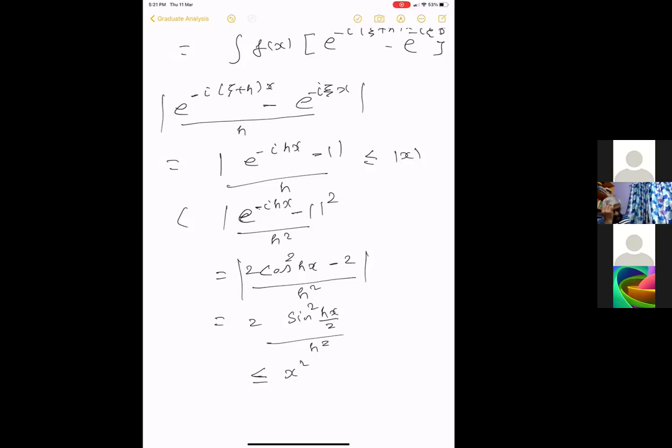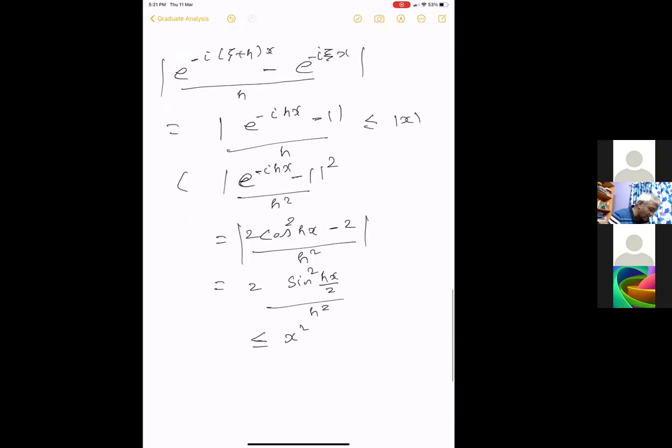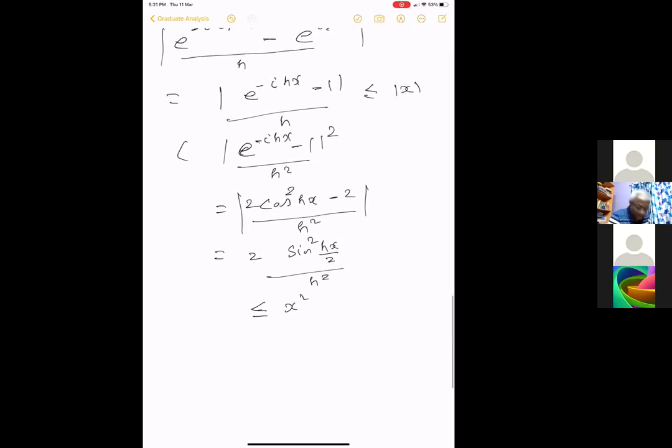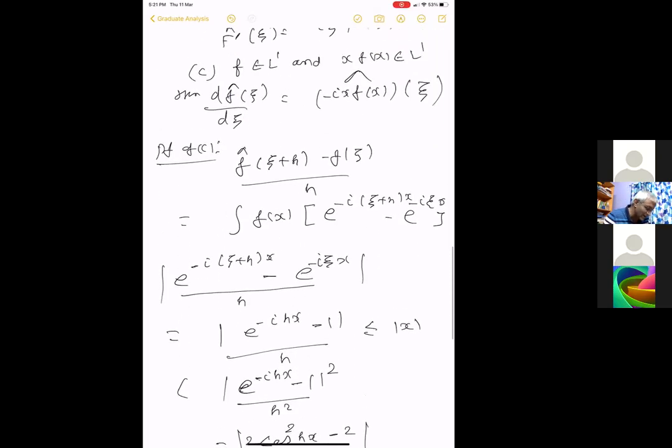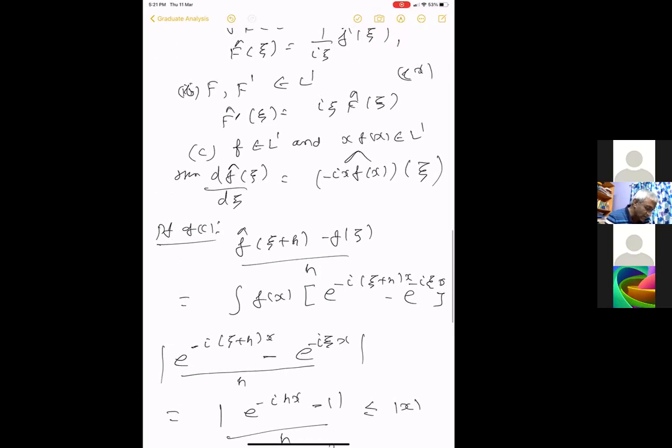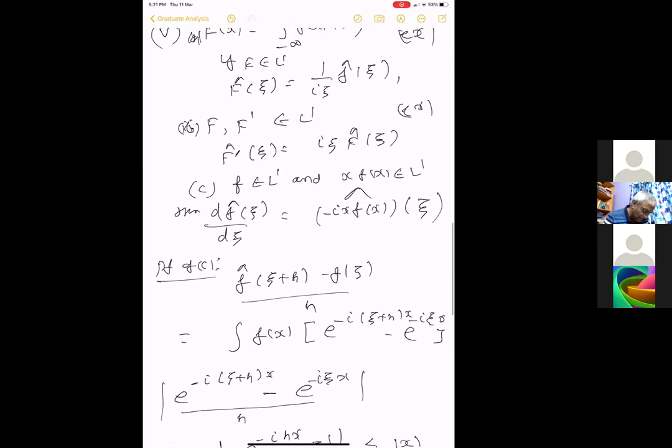I seem to miss a factor of 2 somewhere. Anyway, the point is, whatever the integrand we have, just check it. Okay, this is how one does it. There is this integrand.